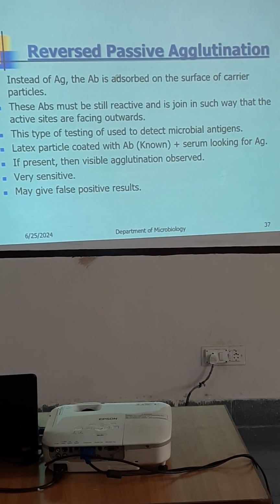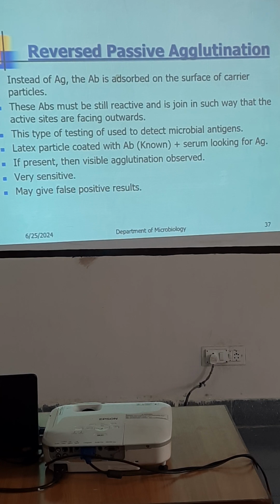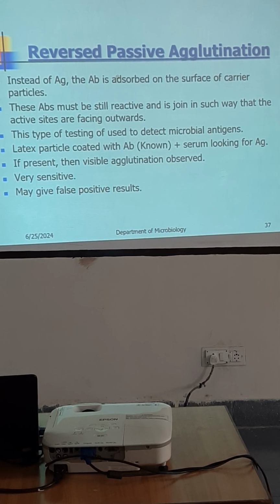In reverse passive agglutination, instead of antigen, the antibodies are adsorbed on the surface of carrier particles. These antibodies must still be reactive and joined in such a way that the active sites are facing outwards.